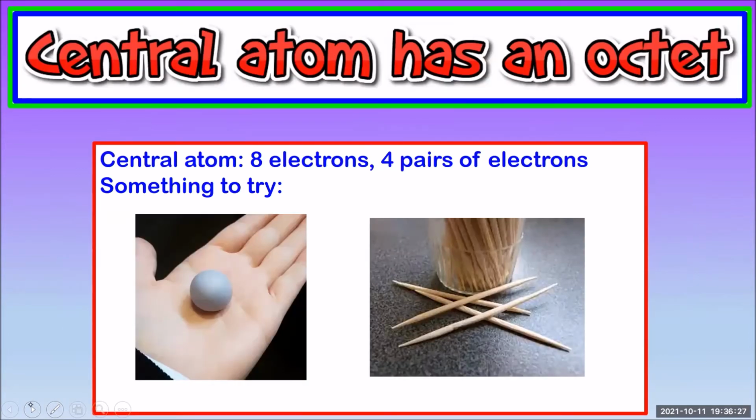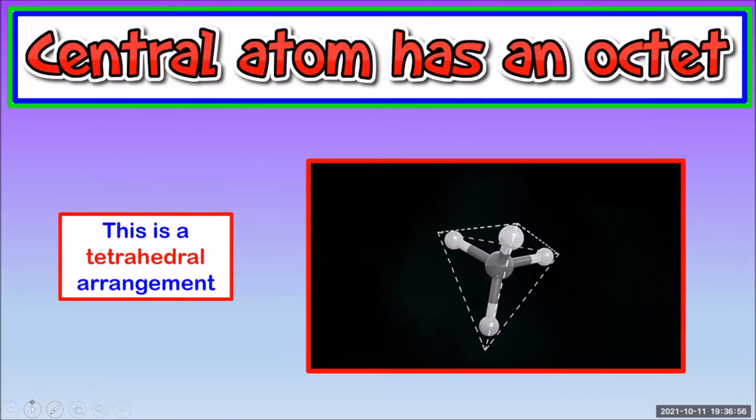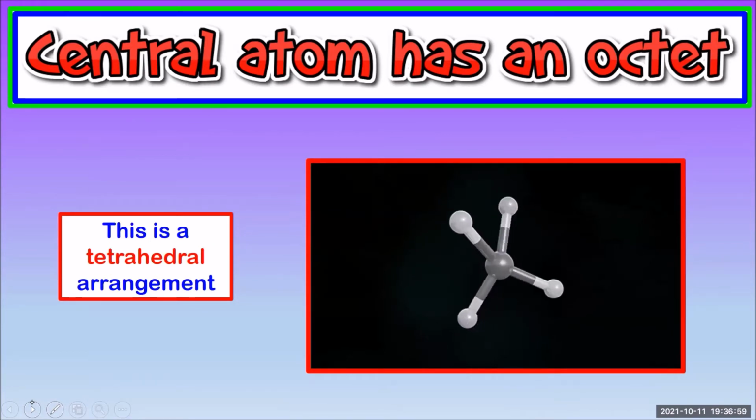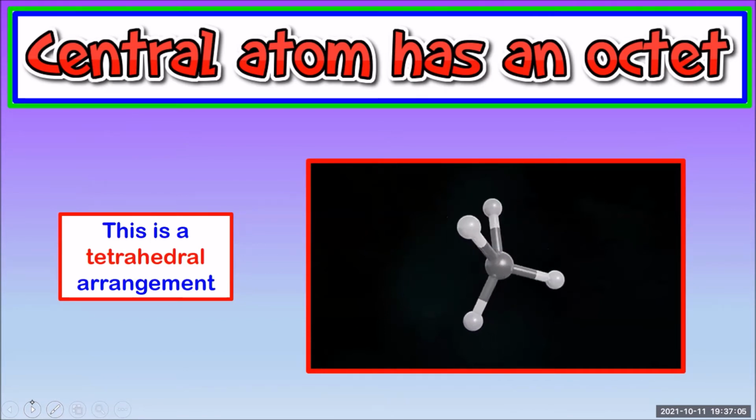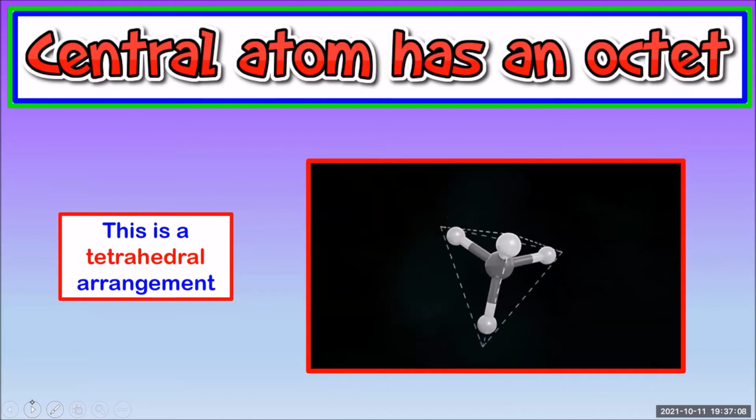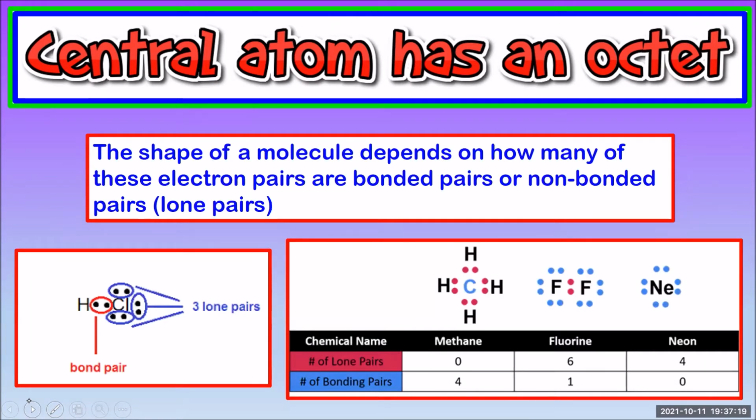In this video, we are restricting our examples to molecules in which the central atom has an octet, or 4 pairs of electrons. Here's something for you to try. You need a ball of blue tack, or plasticine or dough, and 4 toothpicks. Stick the toothpicks into the ball so that they're as far away from each other as possible. Pause the video, play around with it. What arrangement did you get? If you got this one, you're right. It's called a tetrahedral arrangement, and it's the basis for all shapes of molecules where the central atom has an octet. All we need to work out now is how many bonded and non-bonded pairs of electrons there are in the central atom's octet, and we will know what the shape of the molecule is.